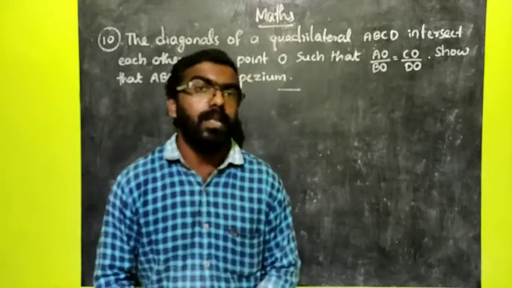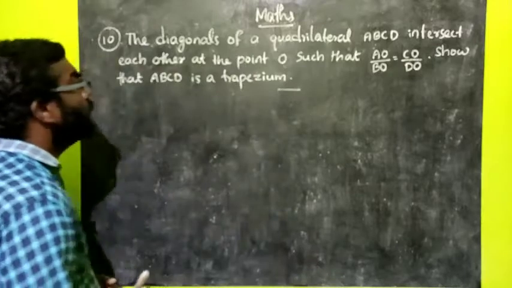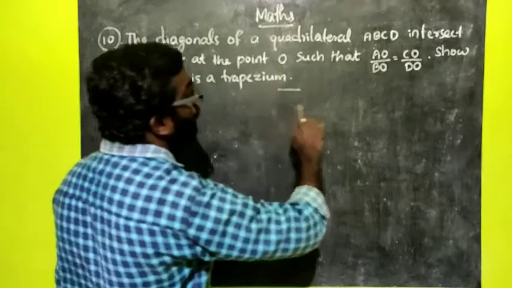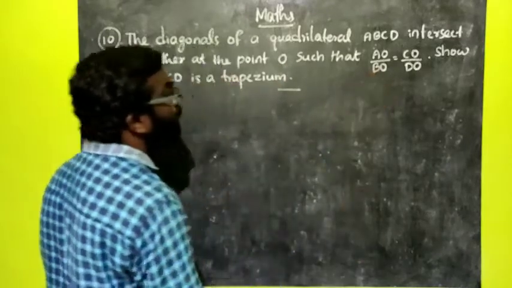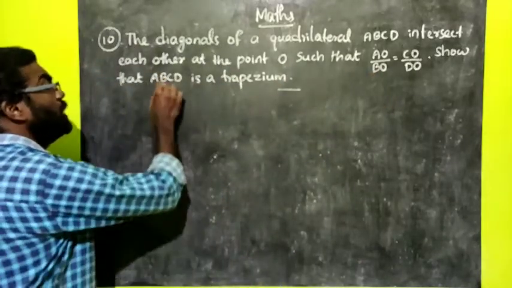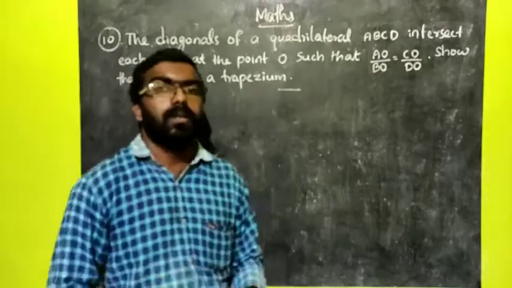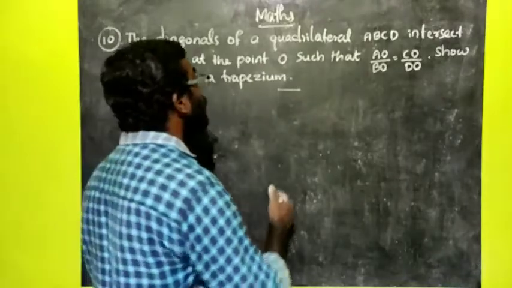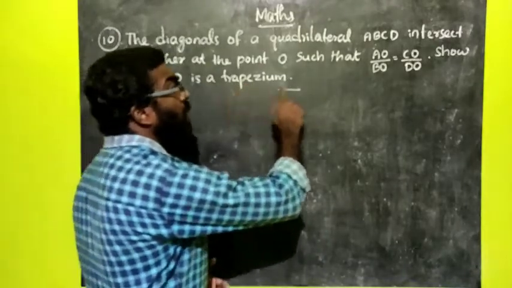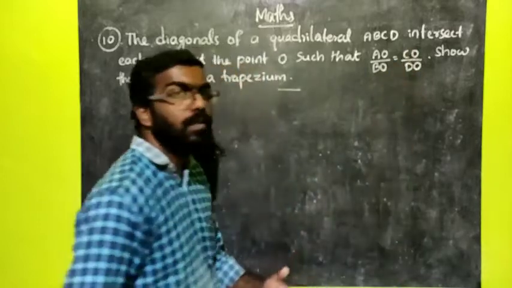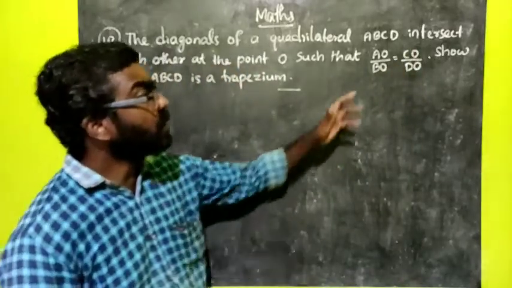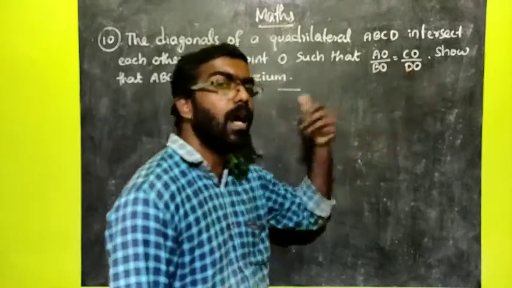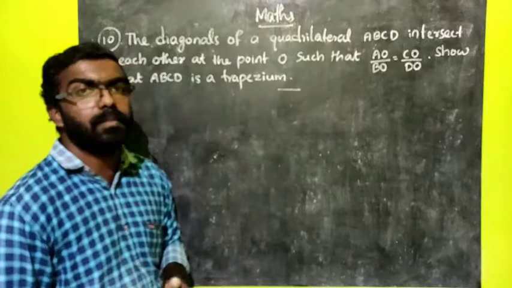Now we move on to the last question in this exercise. The diagonals of a quadrilateral ABCD intersect each other at the point O such that AO by BO is equal to CO by DO. Show that ABCD is a trapezium. So it is the converse of the previous question, question number 9. In that question, it is given that ABCD is a trapezium and we have to prove AO by BO is equal to CO by DO. But in this question, it is given that AO by BO is equal to CO by DO and we have to prove ABCD is a trapezium.